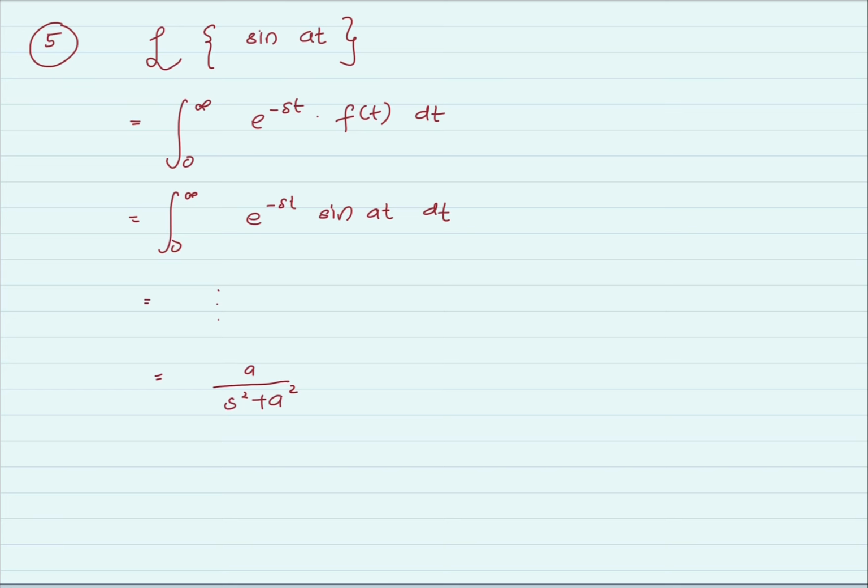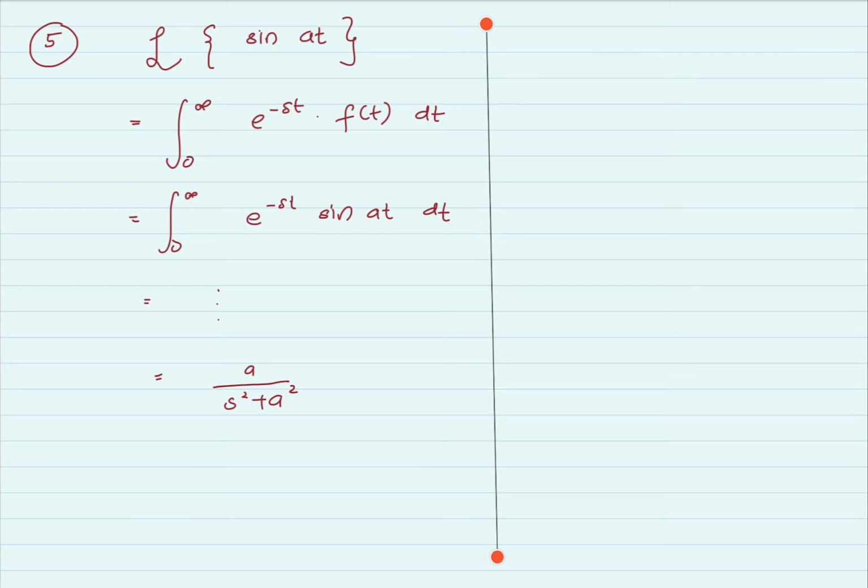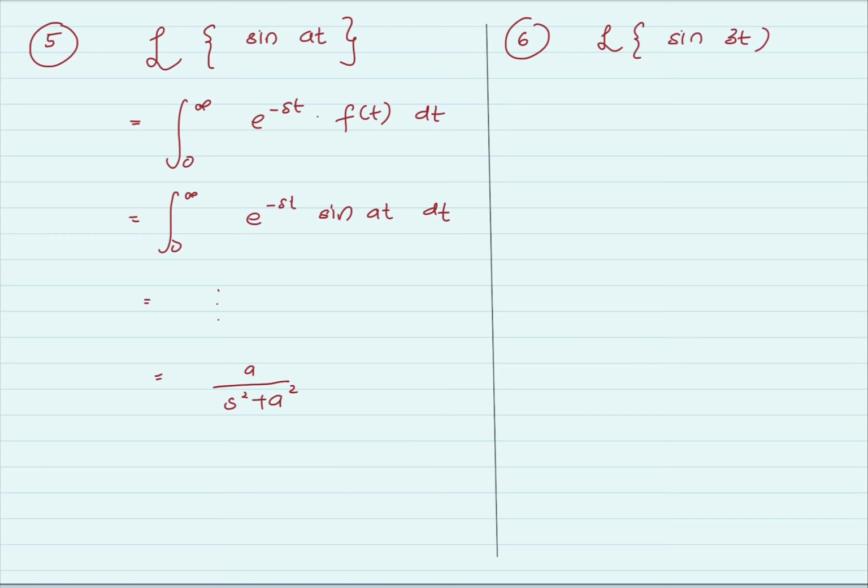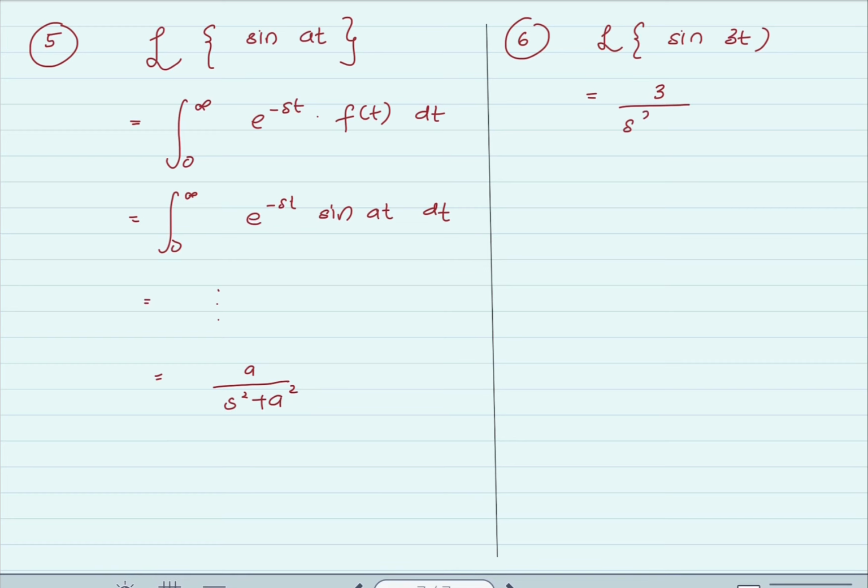So for example, if we want the Laplace transform of sin(3t), we already know it is a over s squared plus a squared. Our a here is 3, so 3 over s squared plus 3 squared, which is 3 over s squared plus 9. So a refers to the constant.